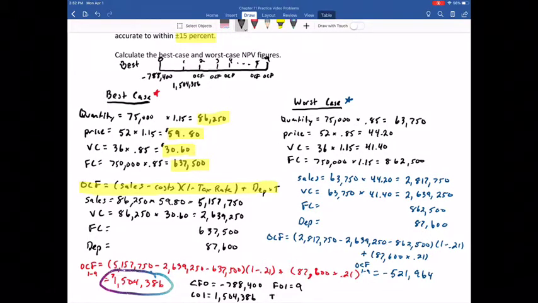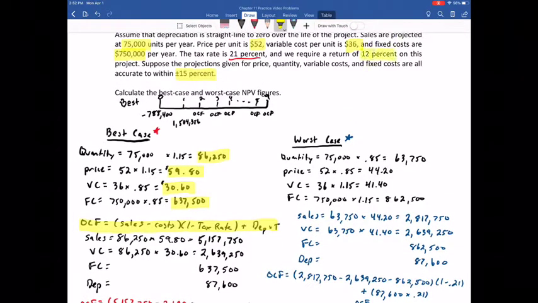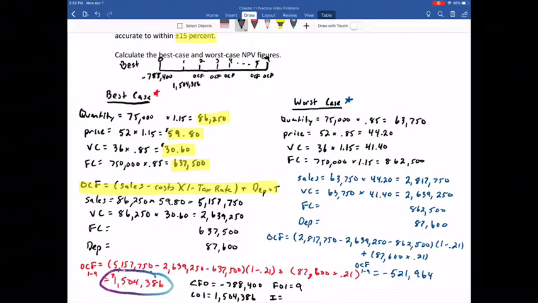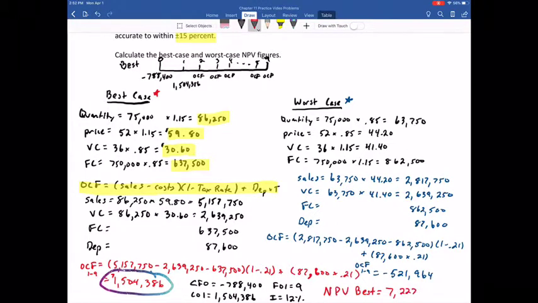The next step is to tell my calculator what the discount rate is, so I hit NPV. I see an I there, and I type in my required rate of return, which in this case is 12%. Once again, given in the information, I type in I of 12%, and my NPV in this best case scenario is equal to $7,227,344.39. So best case scenario, my NPV would be a positive value, telling me that I would accept this project because it would increase the value of the company.